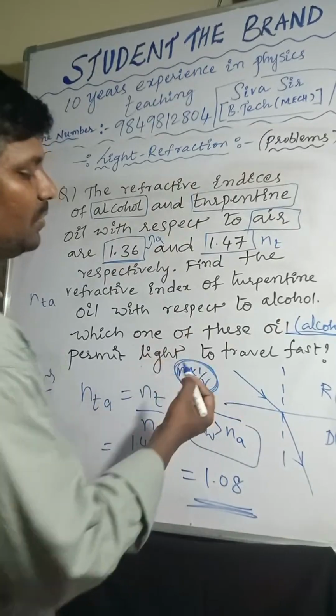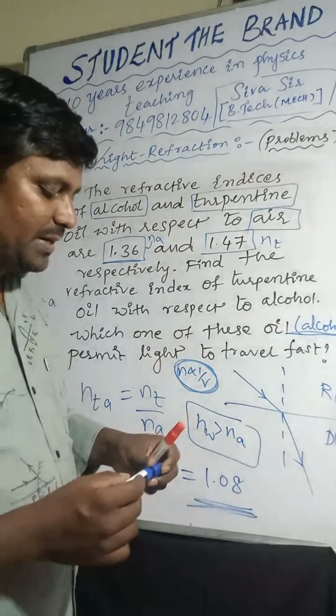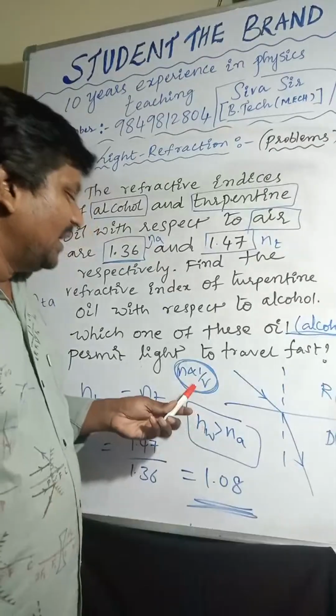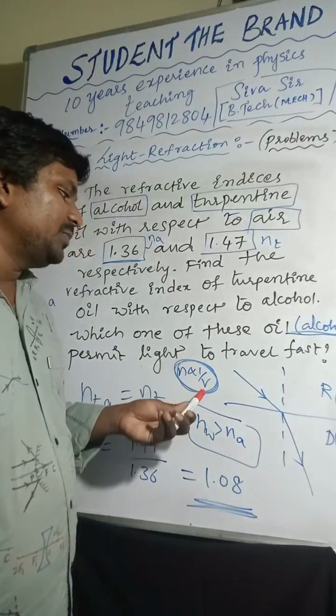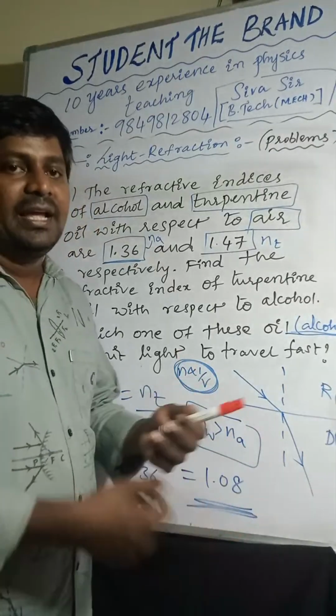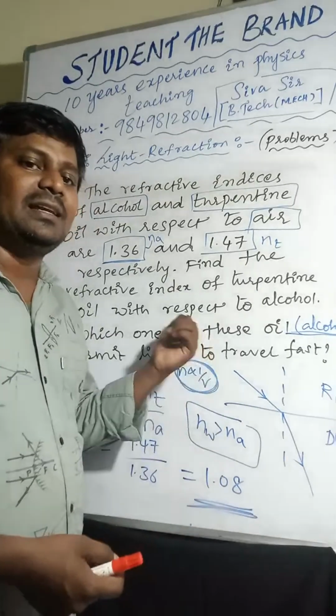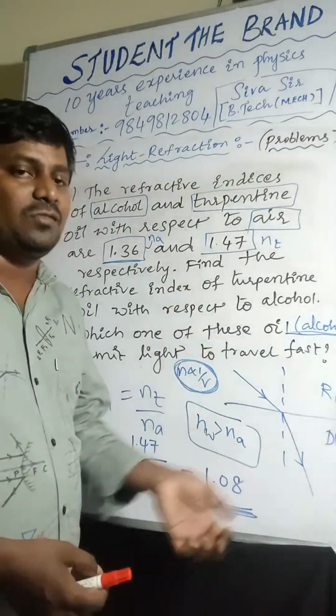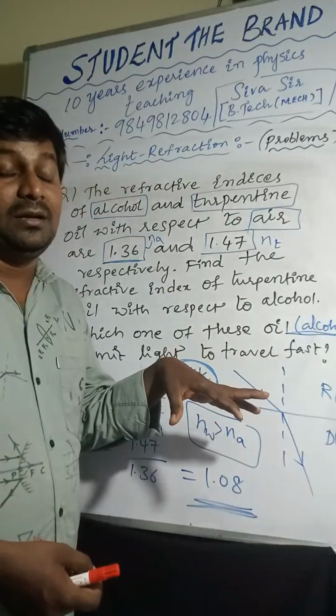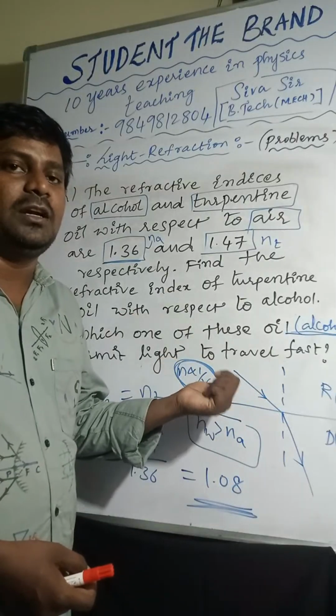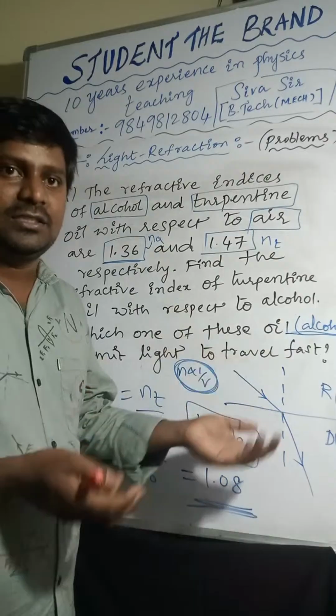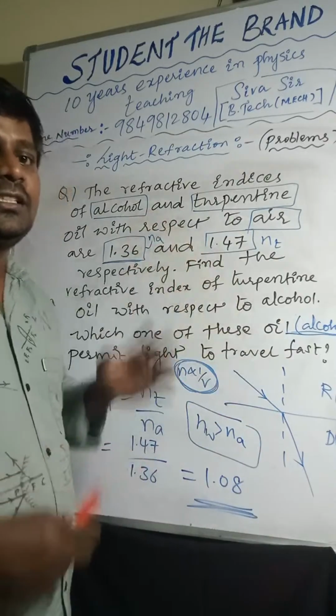If speed is more, refractive index will be less. If refractive index is more, speed will be less. Inversely proportional. One increases, another one decreases. So refractive index is inversely proportional to velocity, like speed. Okay, so this is very, very important.